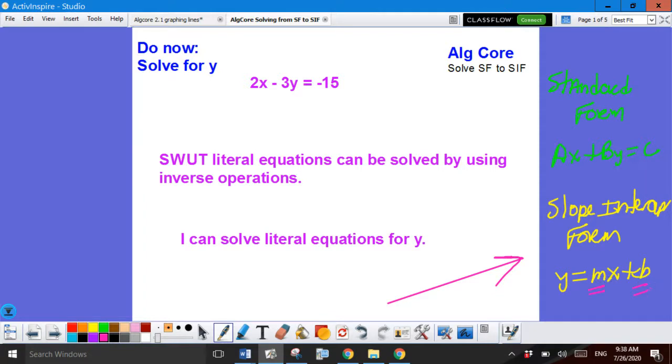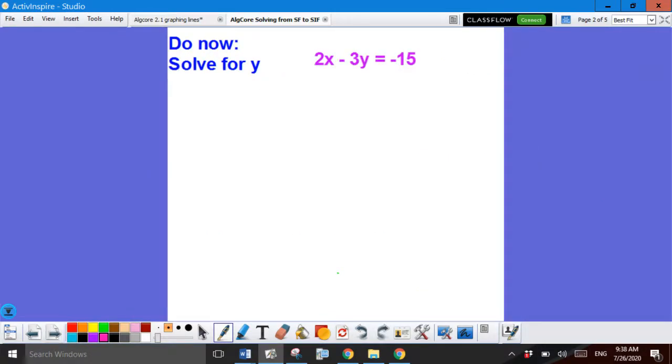Okay, so we need to take no matter what the form is of the linear equation and get them solved for y. So just to make sure that we're really good at that again, we're going to solve this for y, do a couple practice problems, and then cut you loose on homework today. And then tomorrow we'll pick up with graphing again, where we're graphing from slope-intercept form.